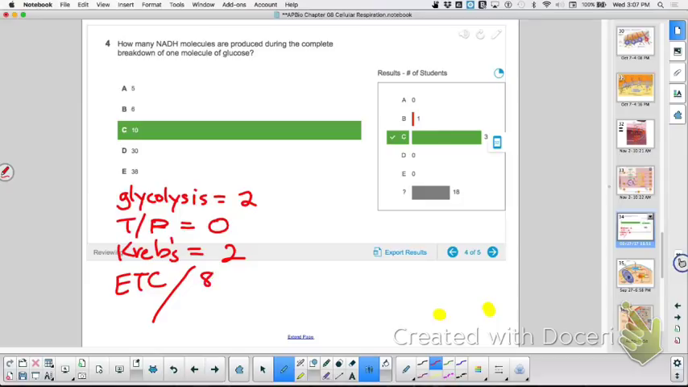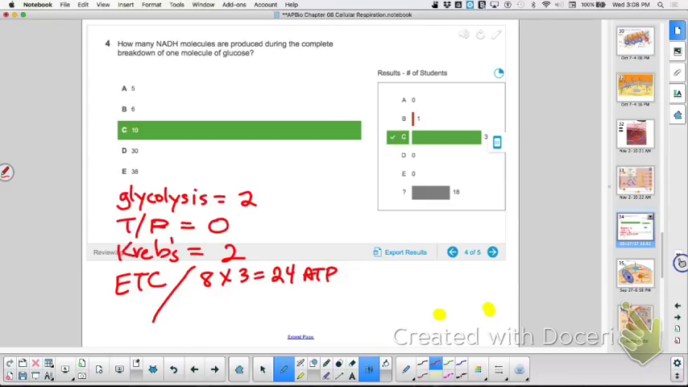8. Do the bit, reduce an NAD, do the bit, reduce an NAD. 1, 2, 3, 4, 5, 6. Reduce some NAD. 2. There. 6, 8. 8 times 3 is going to give me what? 24 ATP. Right? Now, how many FADs do I get?